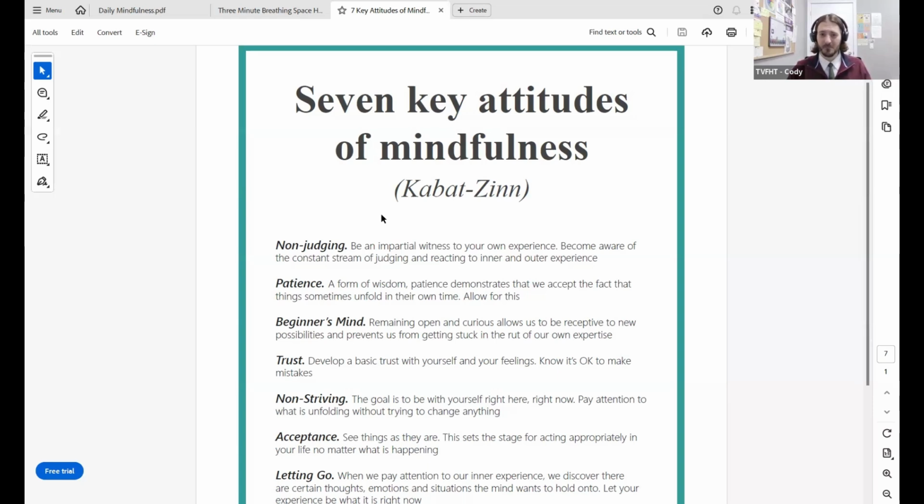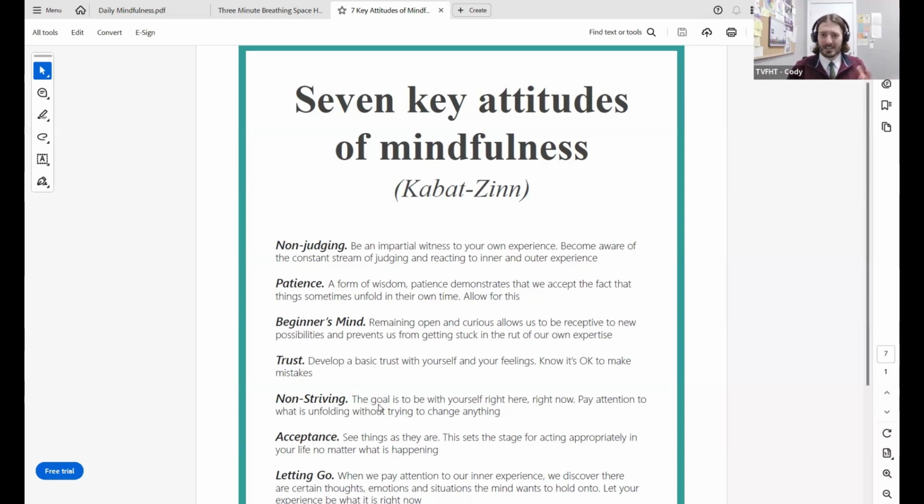Patience is a form of wisdom, the wisdom to understand and to accept that some things unfold in their own time and they cannot be rushed, they cannot be forced. One of the components is trust. Trust in yourself, trust in this process. Allow things to unfold, allow them to flow naturally. There's no need to control, there's no need to compare, there's no need to be competitive in your practice. Don't force it. Trust that things are happening the way that they are supposed to.